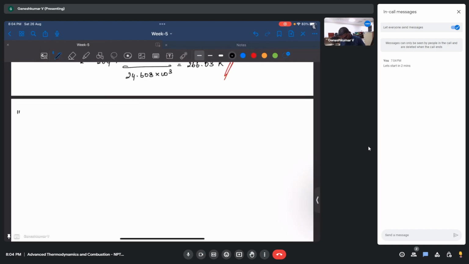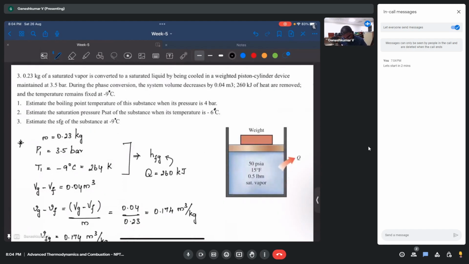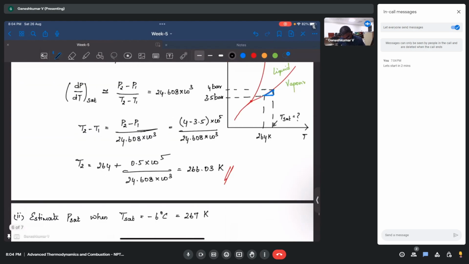Now we need to estimate again. The second question says we need to estimate the saturation pressure when the temperature is minus 6 degrees Celsius. Okay, estimate Psat when Tsat is minus 6 degrees Celsius. What is minus 6 degrees Celsius? Minus 6 plus 273, 267 Kelvin. All right.